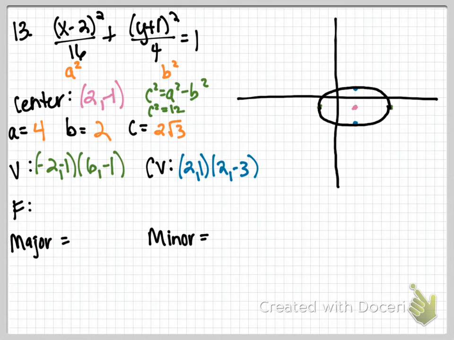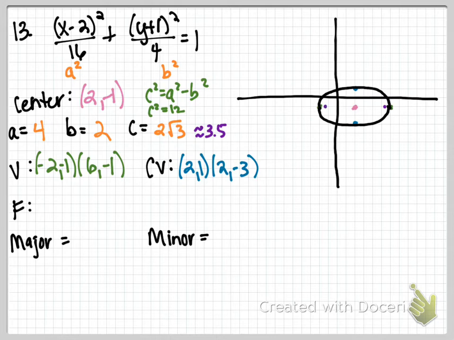Now remember, your focus points go in the same direction as your vertices. So since I am going left and right for my vertices, I'm going to go left and right for my focus points. If you are having trouble figuring out how to graph the square root of 12, you just plug square root of 12 into your calculator, and you're going to find that the value is approximately 3.5. So that just means that your focus points need to be somewhere between 3 and 4 away from the center. So somewhere about right there and somewhere about right there.